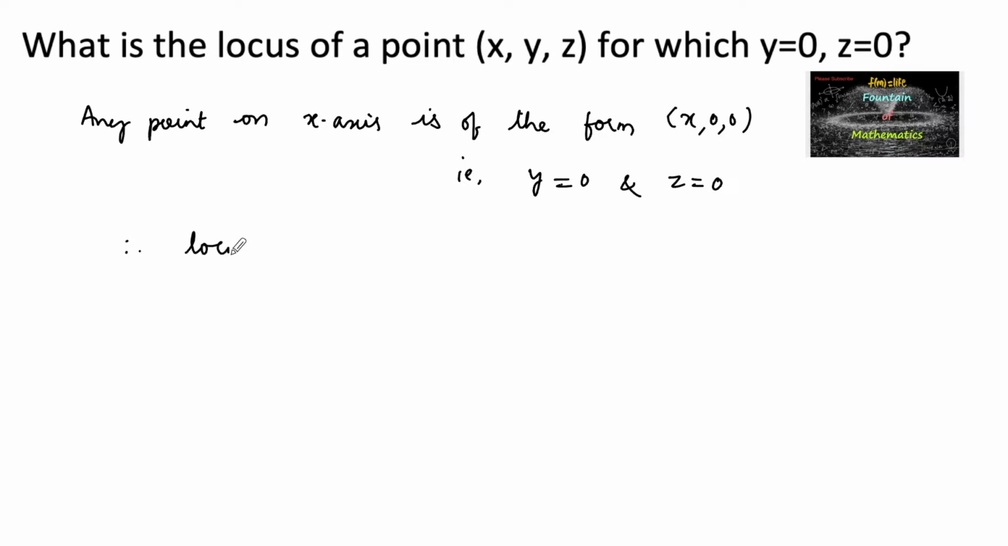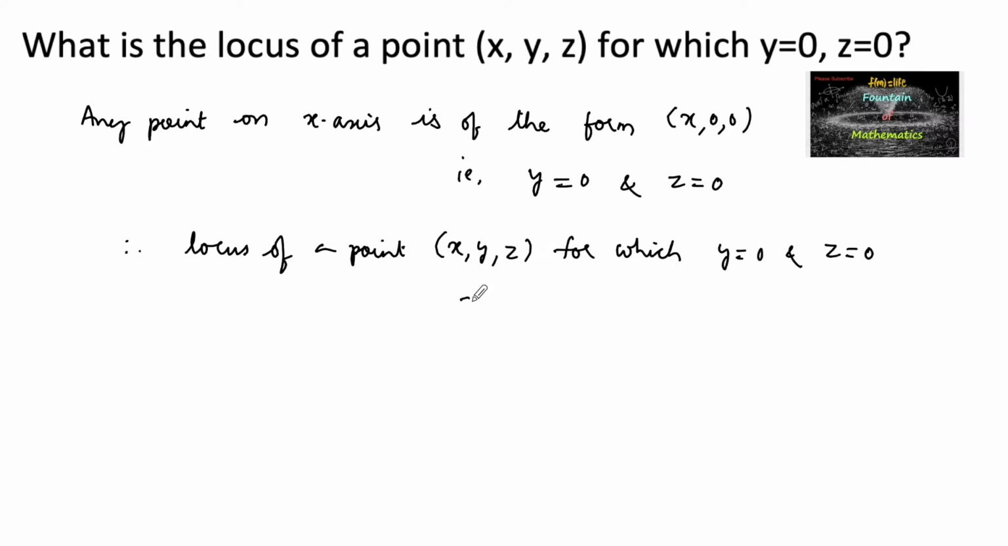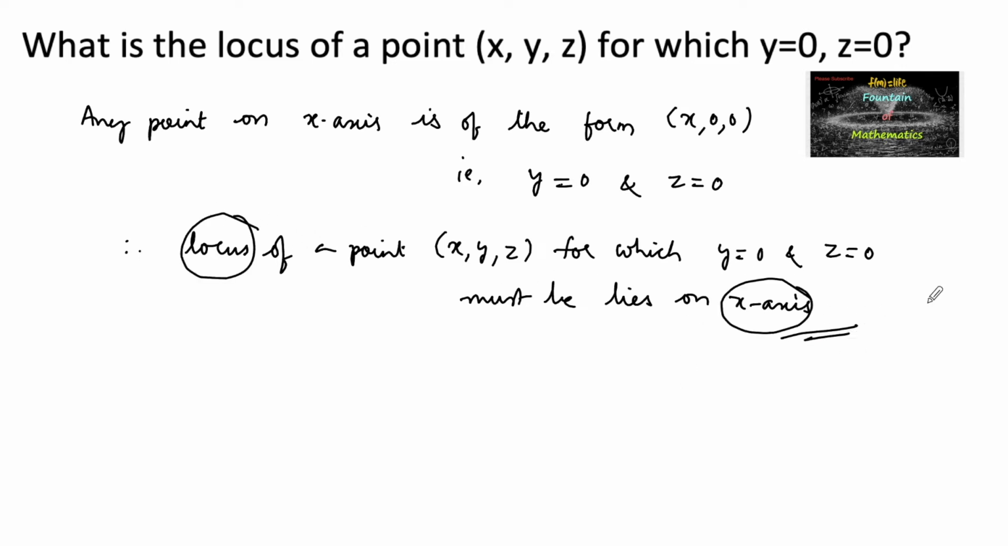Therefore, we can consider the locus of a point x, y, z for which y is equal to 0 and z is equal to 0 must lie on x-axis. So we can say that the locus is x-axis.